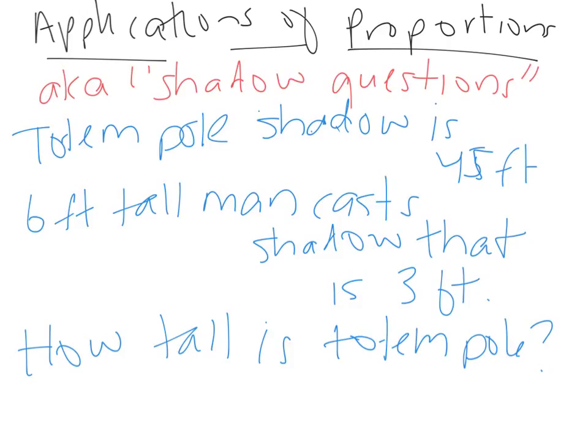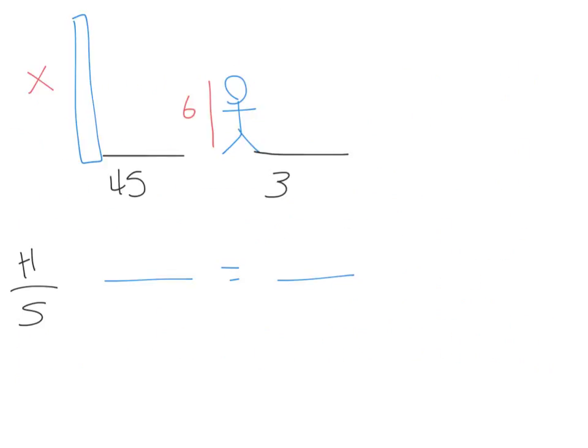So here's our question. The totem pole shadow is 45 feet. A 6-foot tall man casts a shadow that is 3 feet. How tall is the totem pole? So let's take a look at our picture. Here's my totem pole. We don't know how tall it is, but we know that the shadow is 45 feet. We know that the 6-foot tall man is casting a 3-foot shadow.